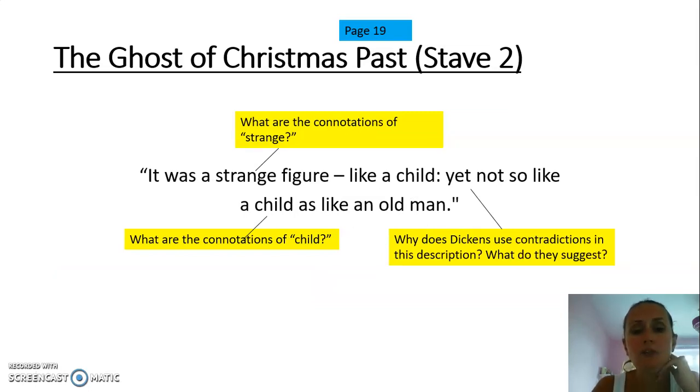This is from the introduction of the Ghost of Christmas Past, so the page before, on page 19. Again, you've probably got these notes from when we were annotating it in the lesson, but if not, you can expand on them. Also, like I keep saying, if you add your own personal interpretation to them, that will show the examiner that you're really engaging with the text, alright? So please pause now and go back through and add your own ideas.